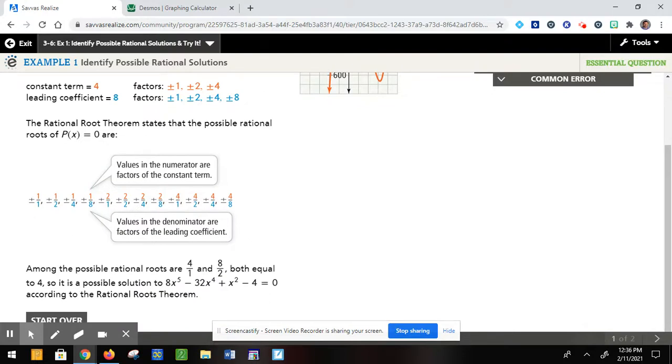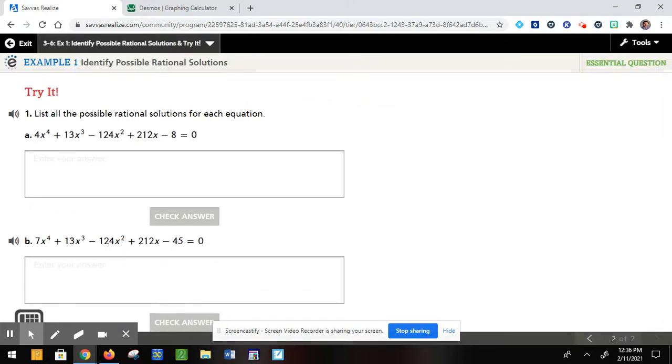Okay, so let's check out the try it question. So now we're going to list out all the possible rational roots for each equation. So you're really just looking at the constant, all the factors of that number, and then all the factors of the leading coefficient. When I give my list, I'm not going to have repeats like the book just had. So for instance, 4 over 1 and 8 over 2, I'm not writing twice. That's just 4. Anyway, why don't you pause it here, give these a try to come up with your list, and then check back for the answer.